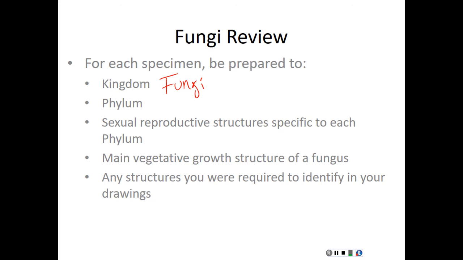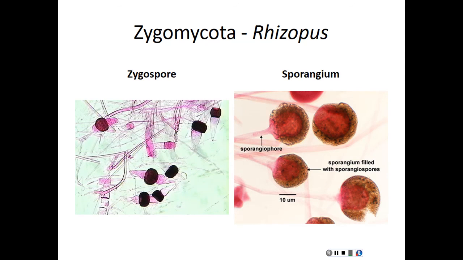There are also several phyla we need to keep track of. And within these phyla, in particular, we're going to pay special attention to the sexual reproductive structures that are specific to each phylum. We're also going to look at the main vegetative growth structure of a fungus, and also you need to know any structures you're required to identify on your drawings, and any questions you were asked in that lab are also fair game.